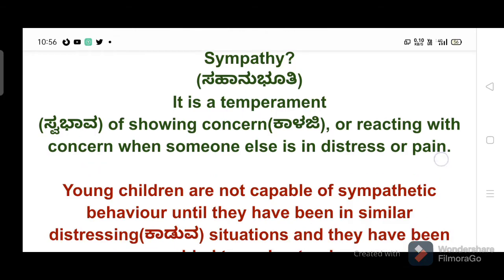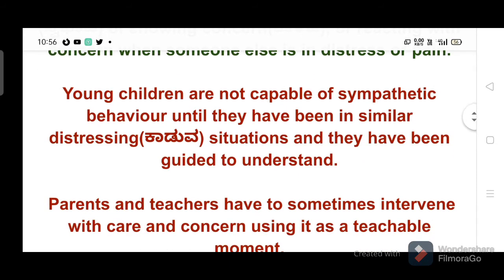So young children are not capable of sympathetic behavior until they have been in similar distressing situations and they have been guided to understand. Children generally, at the beginning, don't have that feeling of sympathy until and unless they themselves come across or experience a distressing situation, or they are guided to understand that feeling by parents and the teachers.